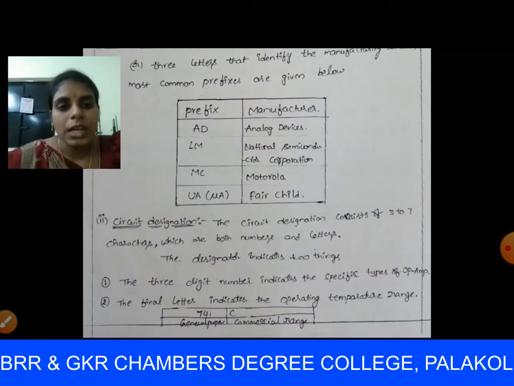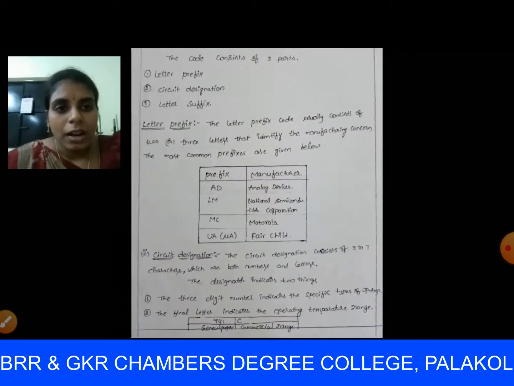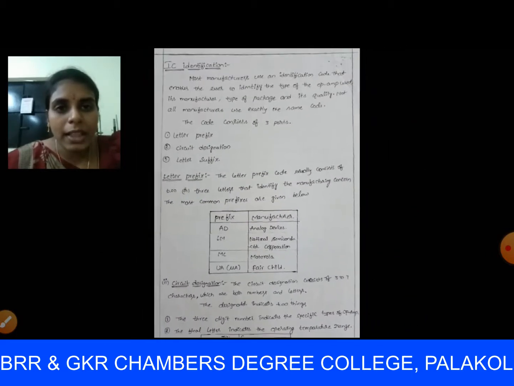For example, here we have 741C. Here 741 is the 3-digit number which indicates the type of op amp. The type of op amp is a general purpose op amp, and the letter C represents the temperature range. This temperature range indicates the commercial range. There are different types of temperature ranges. I have to explain those ranges.